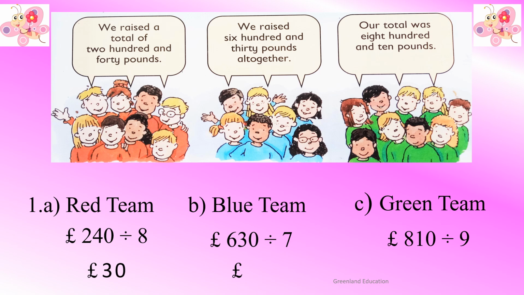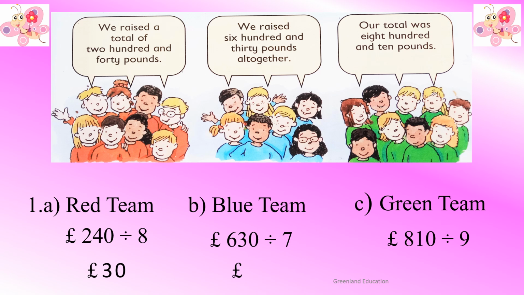Then the B question. In the blue team, there are 7 children. 7 children have collected how much money? They are saying we raised 630 pounds altogether. Blue team children have collected 630 pounds. We want to find how much money one child has collected. To find this, 630, you should divide by 7.